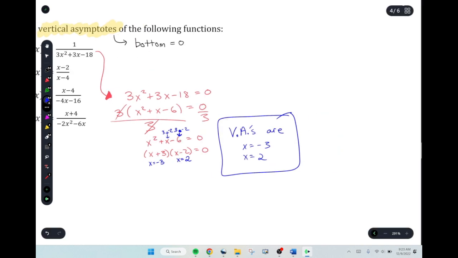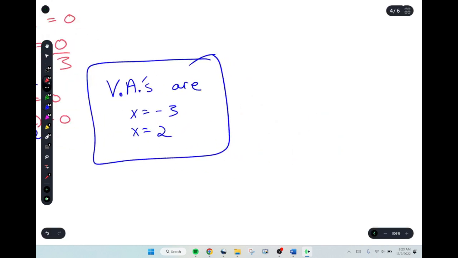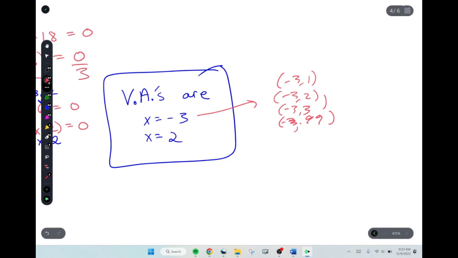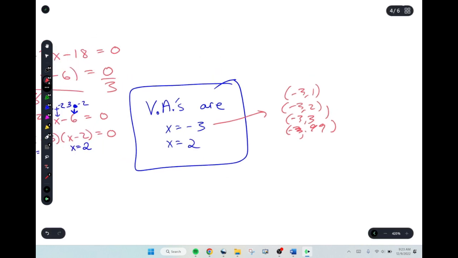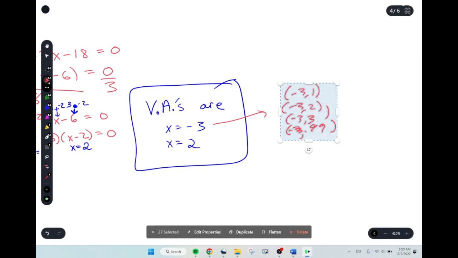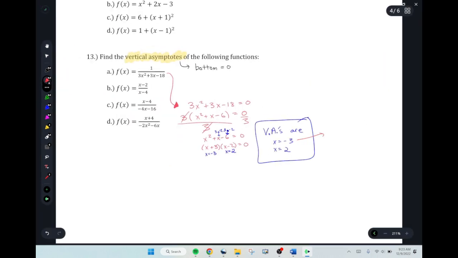So this is an infinite set of points. If you want to really think about it in terms of what this is, these are both infinite sets of points. Negative 3, 1. Negative 3, 2. Negative 3, 3. Negative 3.92. Like, you know what I'm saying? This is an infinite set of points that better not be on the graph is what it is.